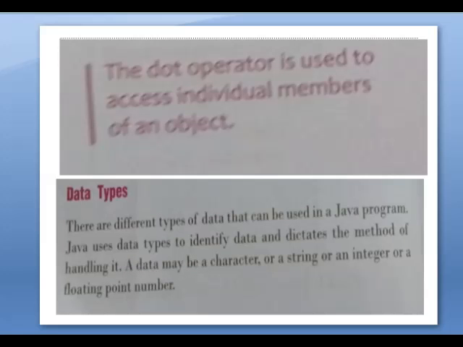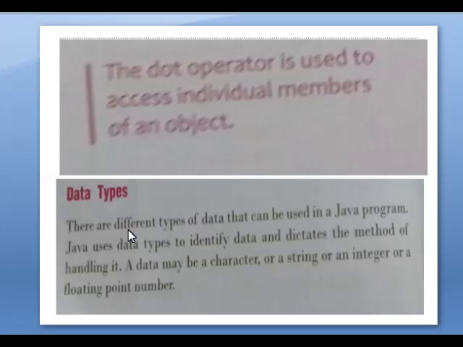The next one is an important operator called the dot operator. This dot operator is used to access individual members of an object.